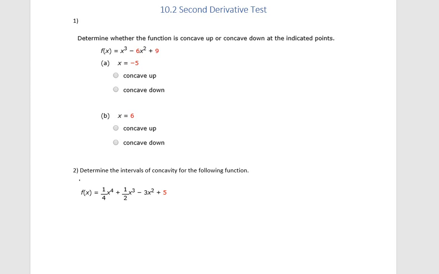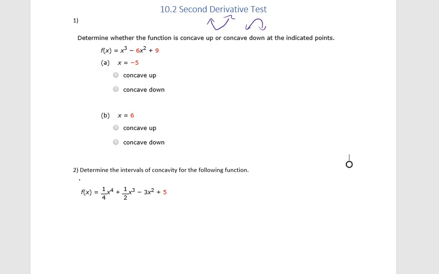Alright, in section 10.2, we're going to be looking at the second derivative test. So the first derivative test tells us where something's increasing or decreasing. What the second derivative test is going to do is tell us whether something is concave up or concave down.